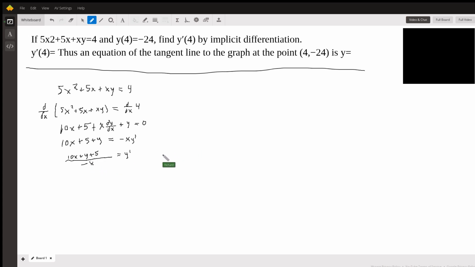So that's y prime. Now y prime of 4, we're told, let's go do that. We want to find y prime of 4. So y prime of 4, here we're just replacing x with 4, so it's going to be 40 plus y plus 5 over negative 4. So that's 45 plus y over negative 4.